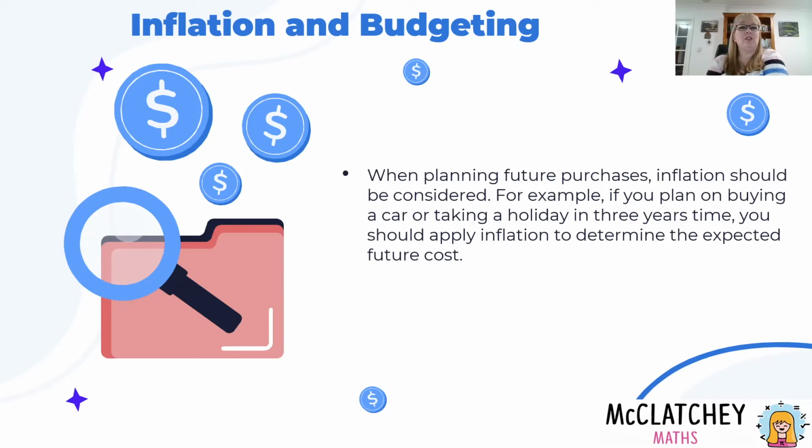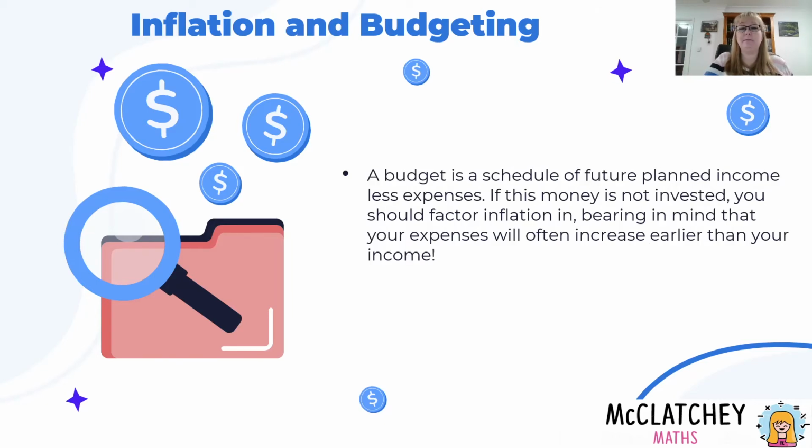So let's say I wanted to go to America in 3 years' time, and I did all my calculations using the internet and I found out all of the costs today. Well, those costs are going to go up. And so I need to apply inflation to those and work out what they're going to be, what's going to cost me in 3 years' time.